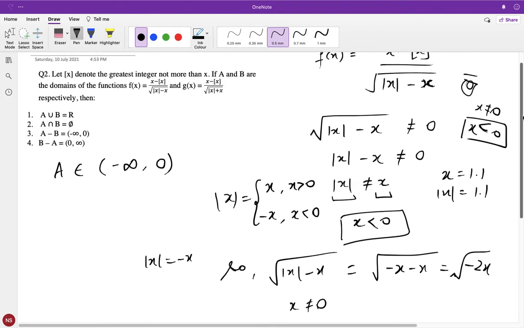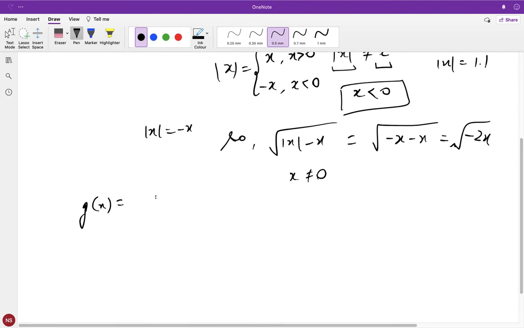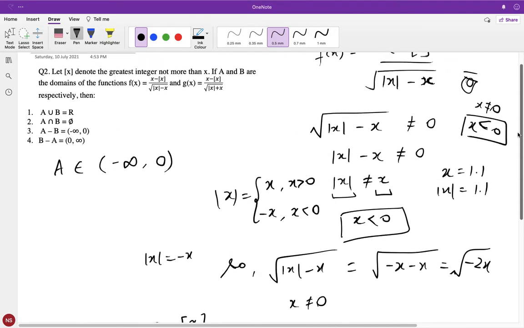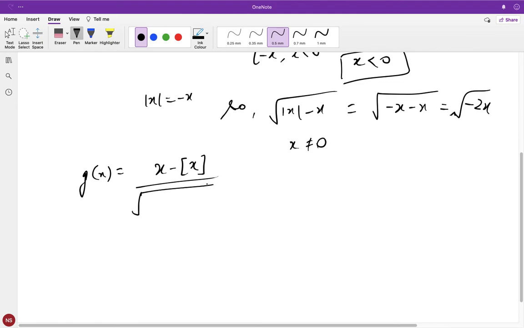Gx is given to me as x minus greatest integer of x divided by square root of mod of x plus x. I am not really bothered with the numerator, because if I have something like square root of 2.5 in the denominator, or square root of 5, or square root of 1, or square root of 2, they are all positive numbers. So anything can happen in the numerator and it will not affect my domain. So I'm just really bothered about this.